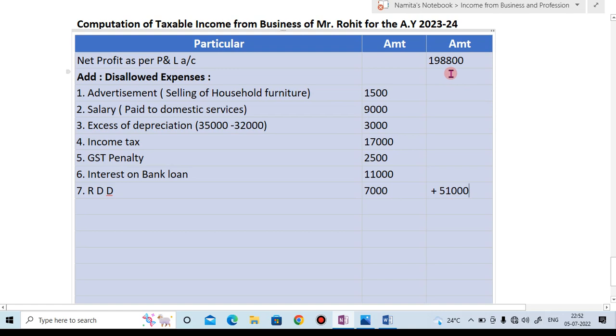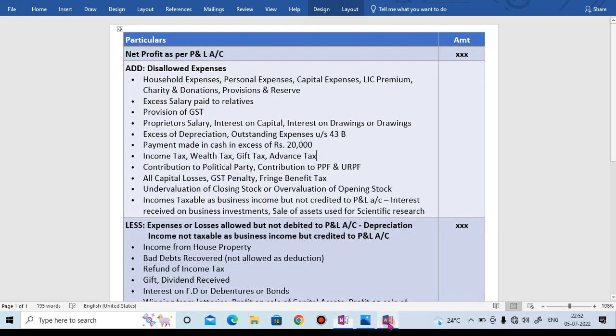Okay, net profit is how much? 1,98,800. So 1,98,800 plus 51,000, we get 2,49,800. Okay, after adding all these disallowed expenses in net profit, we have to less what? Less expenses or losses allowed but not debited to profit and loss account.